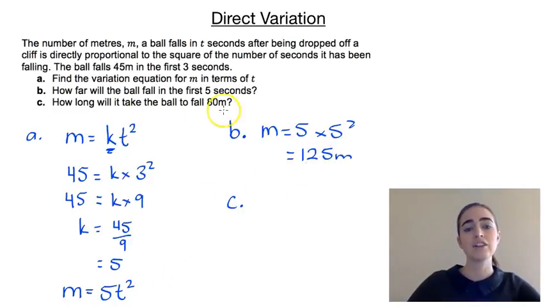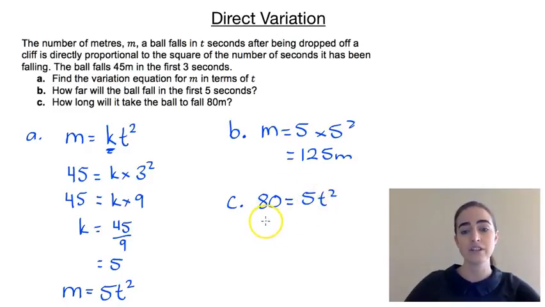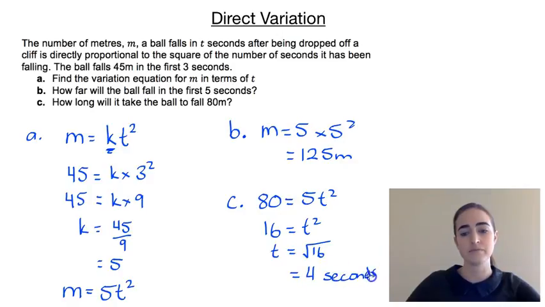Part C says how long will it take the ball to fall 80 meters? So again, we're going to substitute that 80 into this equation, but it goes in for our m, the number of meters. So we're going to have 80 equals 5t squared. We want to rearrange this to get t on its own. The first thing we can do is divide both sides by 5. That would give us 16 equals t squared. Then to get rid of this squared, we do the opposite, which is taking the square root. So t is equal to the square root of 16, which is 4. So it takes 4 seconds for the ball to fall 80 meters.